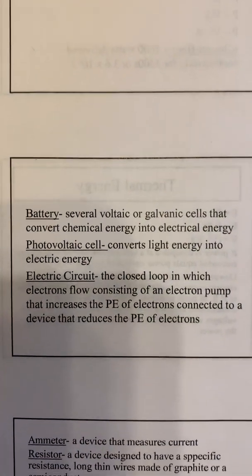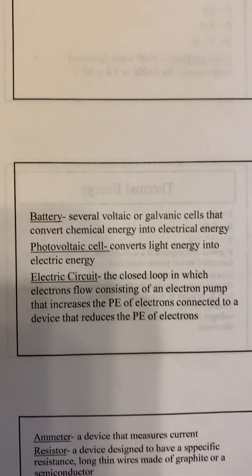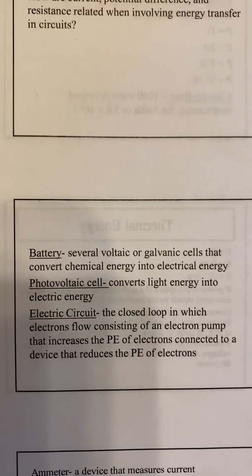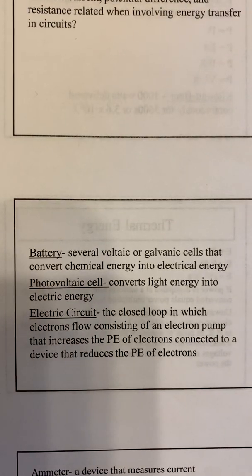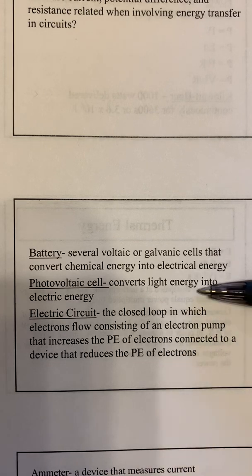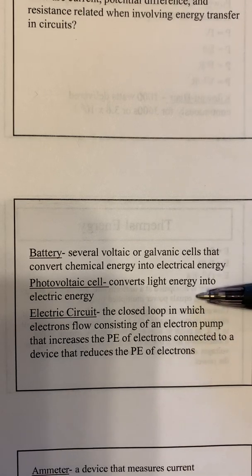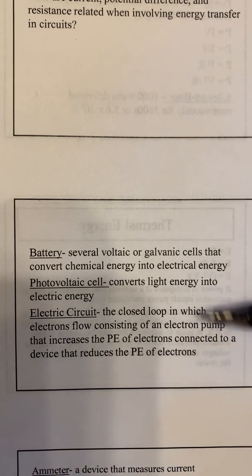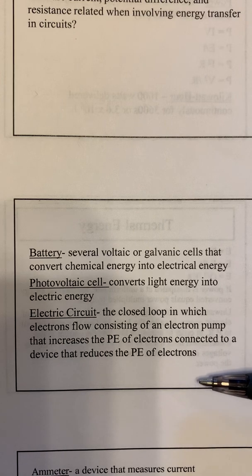We won't be doing much with batteries. We'll just talk about them a little bit. Batteries. There are several voltaic or galvanic cells that convert chemical energy into electric energy. Photovoltaic cells convert light energy into electric energy. A lot of the old calculators had that type of battery cell.